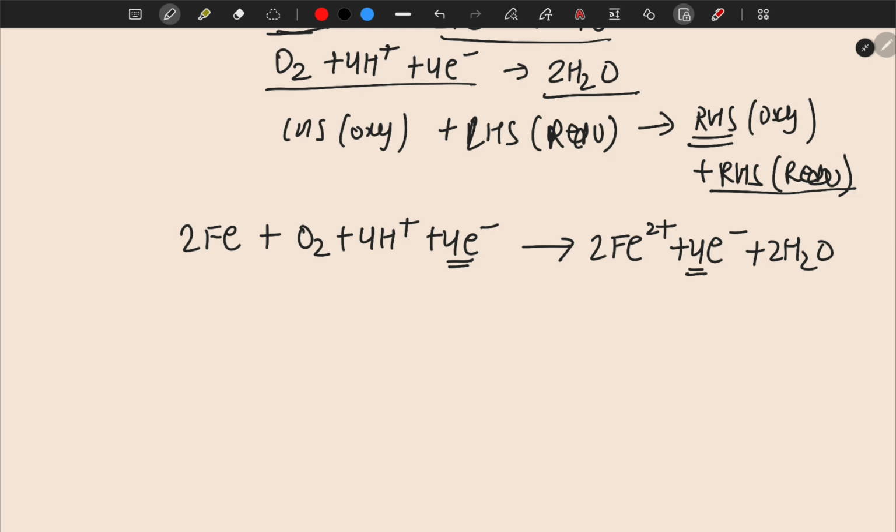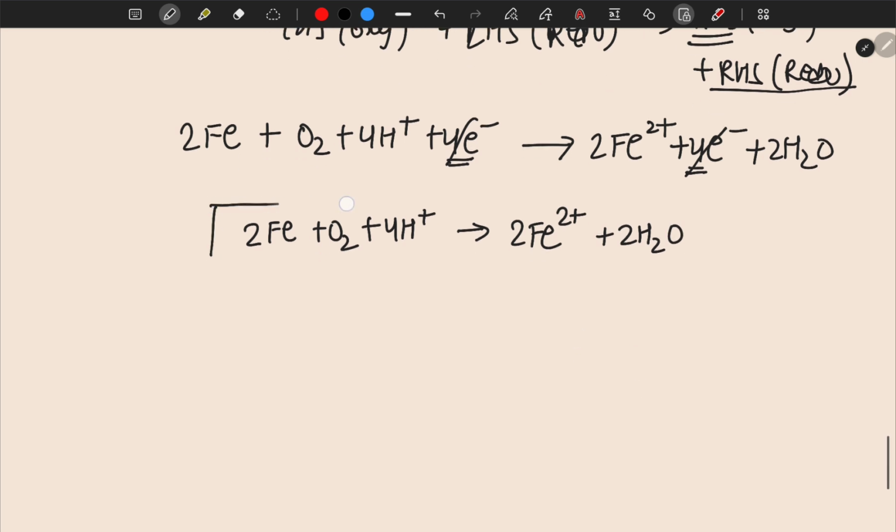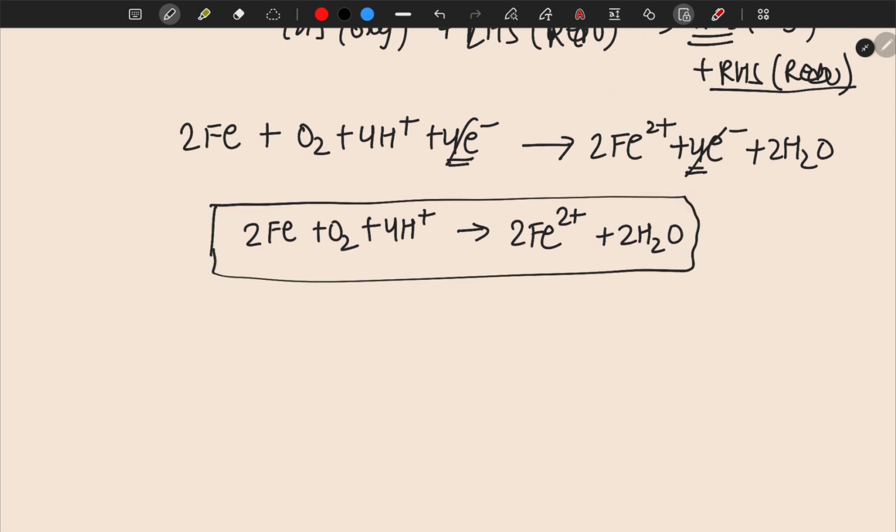You know, when we bring it to this side, it will become minus. So we can directly cancel them because they will turn into 0. So what I get is 2Fe + O2 + 4H+ gives me 2Fe2+ + 2H2O. So this is what my combined reaction looks like. This is my combined reaction.